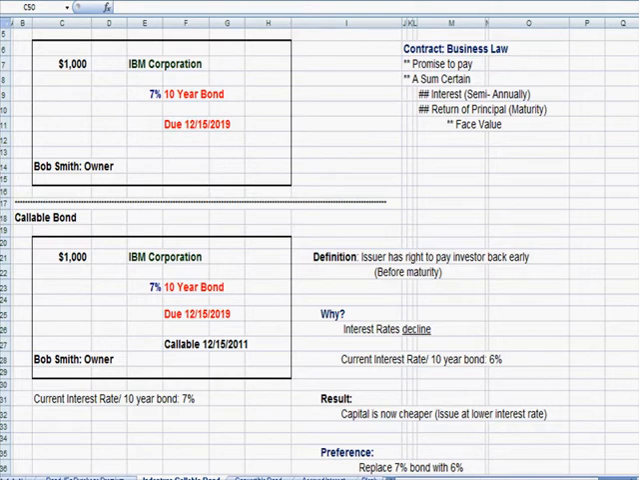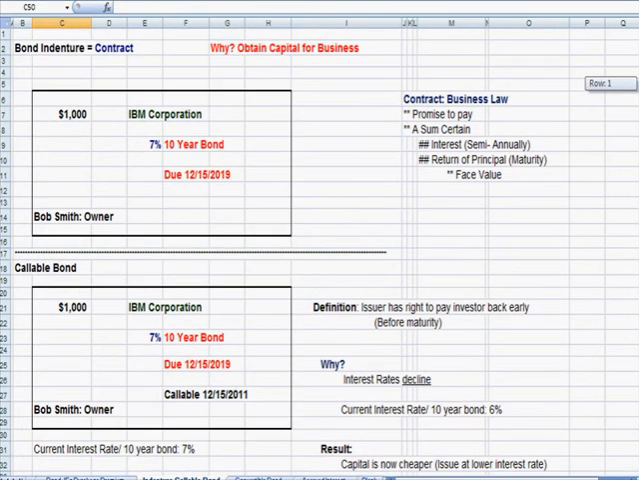I've gone over to Excel here, and you'll see that I have bond indenture contract, and the reason is to obtain capital for business. So let's go back to our example that we have 1,000. This is what I have pictured here, the actual bond certificate. It's a $1,000 bond issued by IBM Corporation. Pays 7% a year for 10 years, and it's due to be paid back December 15th, 2019.